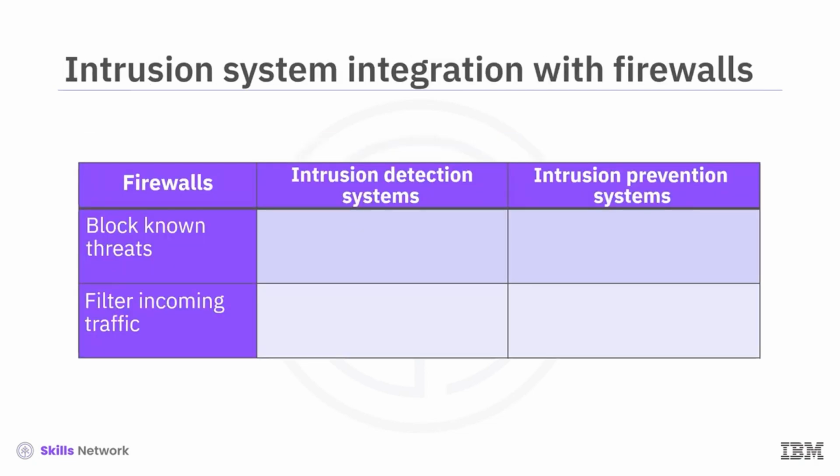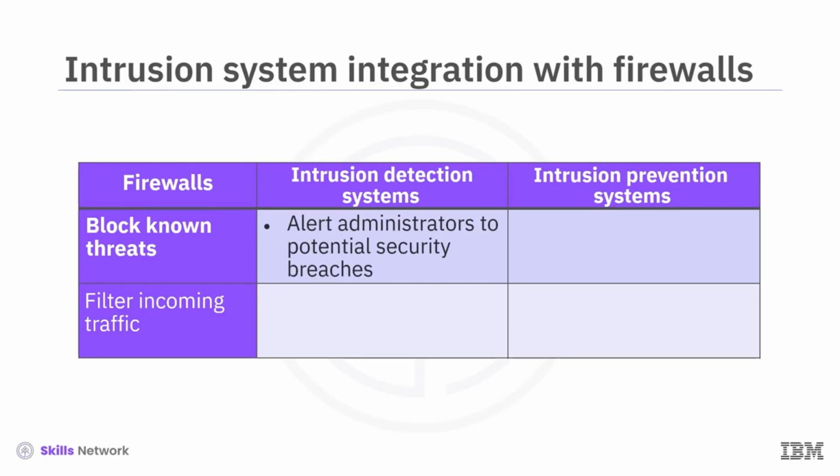When intrusion detection systems coexist with firewalls, the firewall blocks known threats while the system scrutinizes permitted traffic for anomalies. The intrusion detection system alerts administrators to potential security breaches for further investigation and remediation. Conversely, when network administrators integrate intrusion prevention systems with firewalls, the firewall filters incoming traffic.